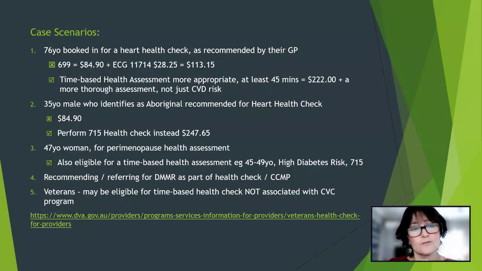So $84.90. And then, of course, if we're doing a heart health check, we should be doing an ECG as well. So let's add that item number in there as well. And we come up with about $113 in value if we were simply going to do a heart health check. Now, this person is over 75.